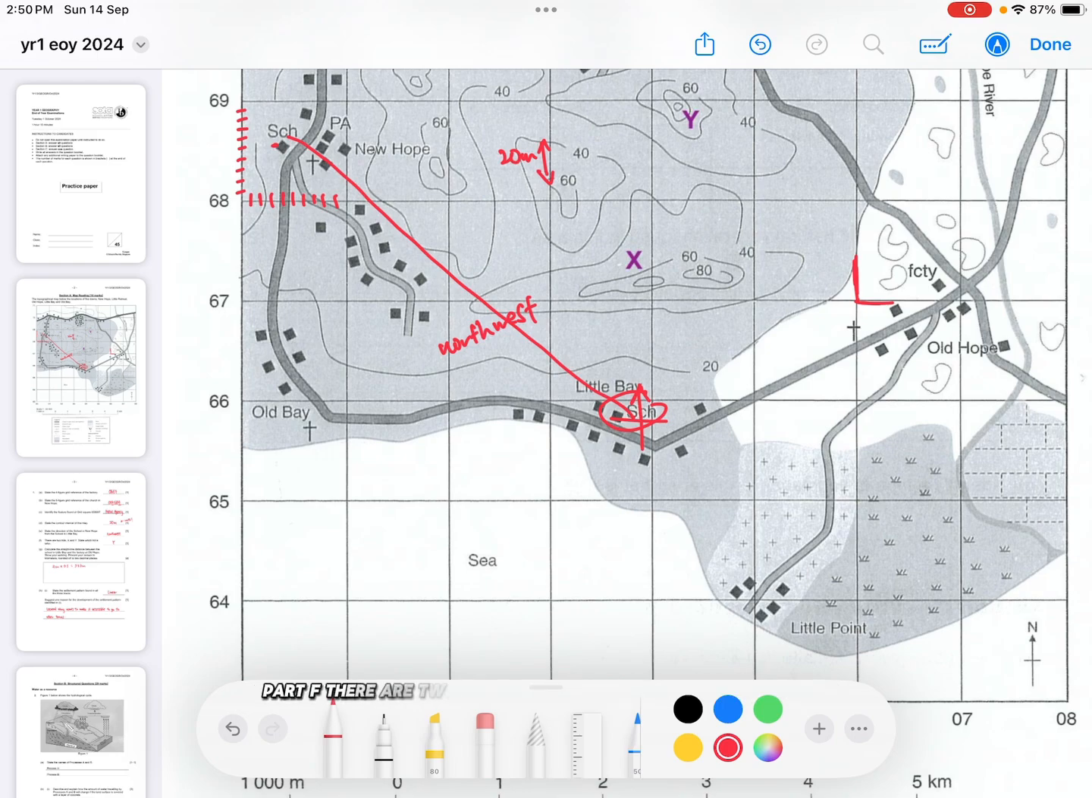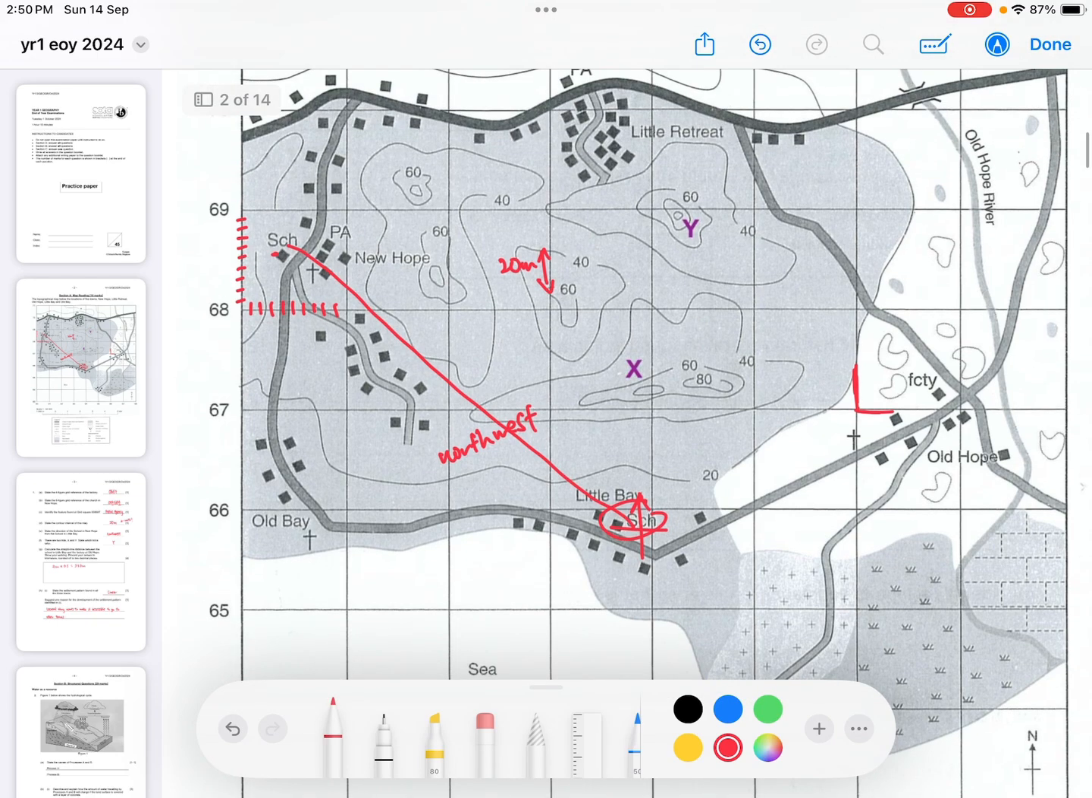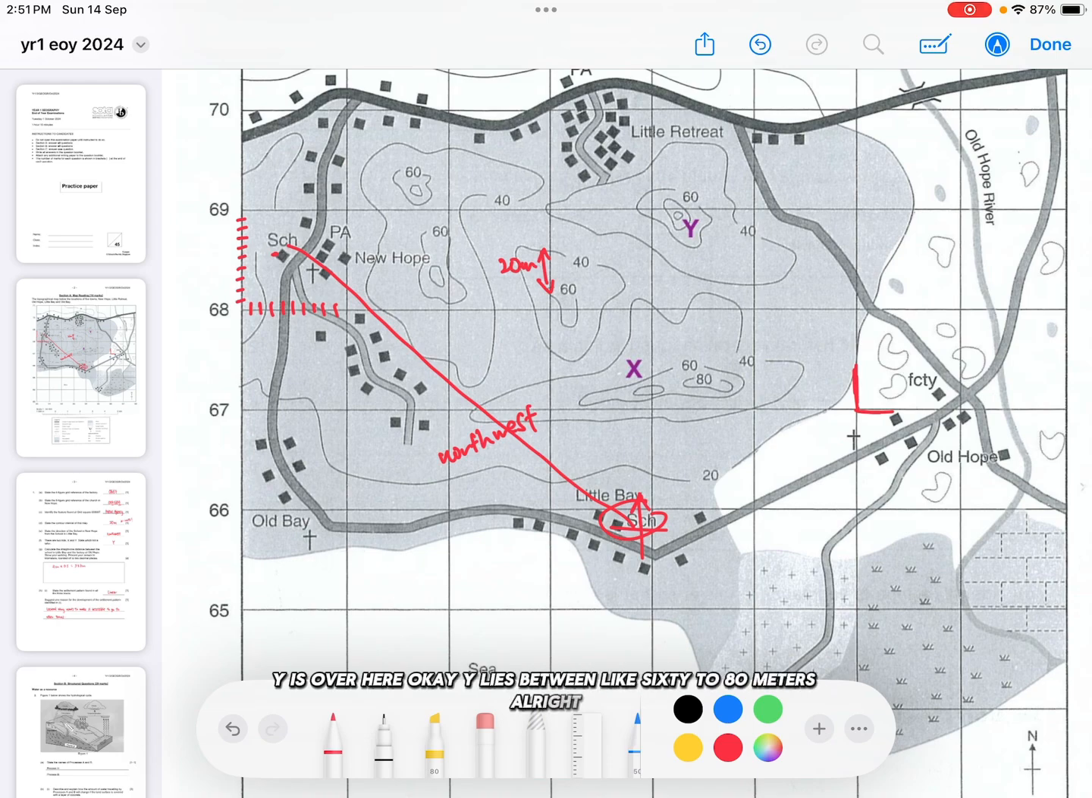Part F. There are two hills, X and Y. State which hill is taller. You need to take a look here. X lies between 40 and 60, so you can take it to be just below 60 meters. But Y is over here. Y lies between 60 to 80 meters. So definitely Y is taller. You have to interpret the contour lines correctly in order to state which hill is taller.